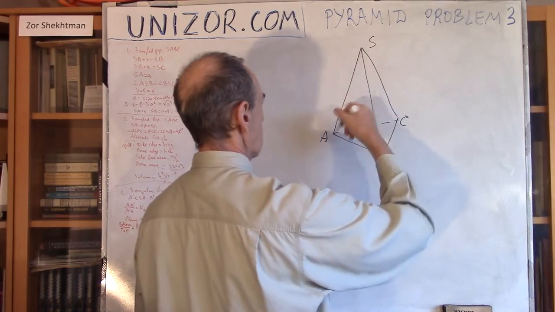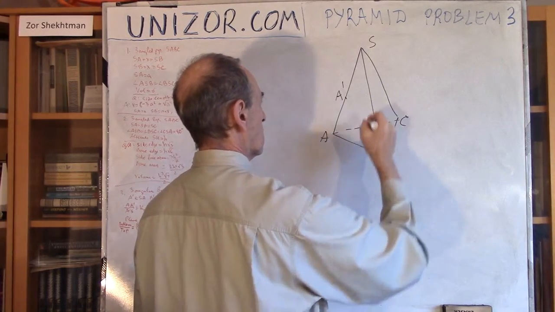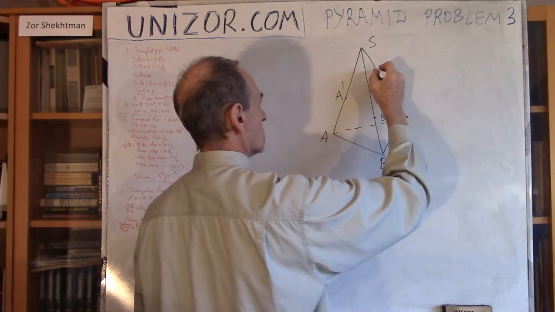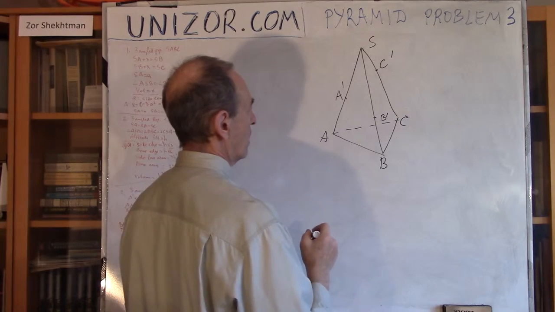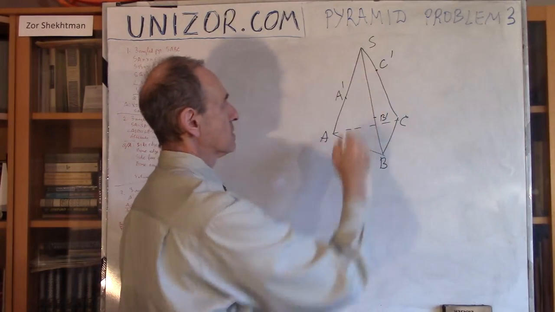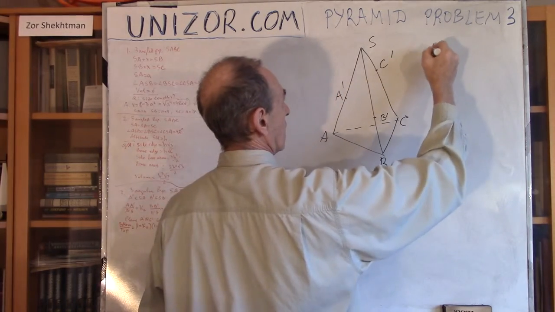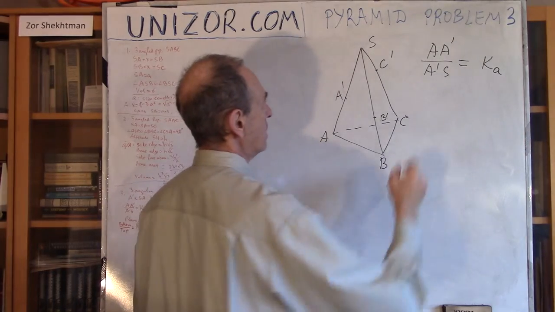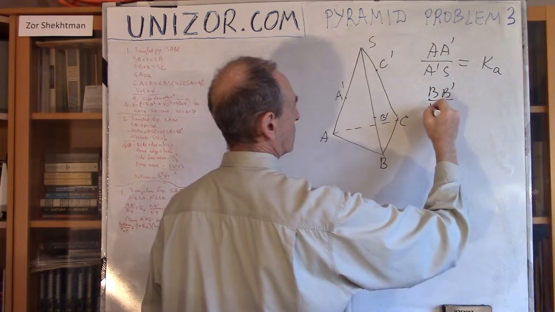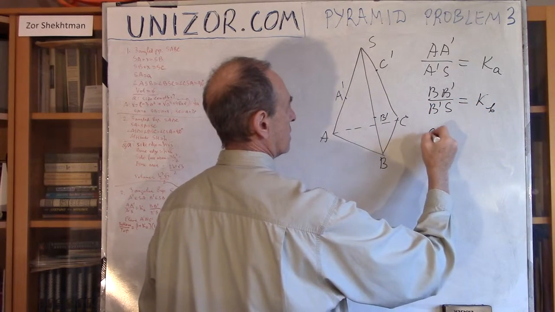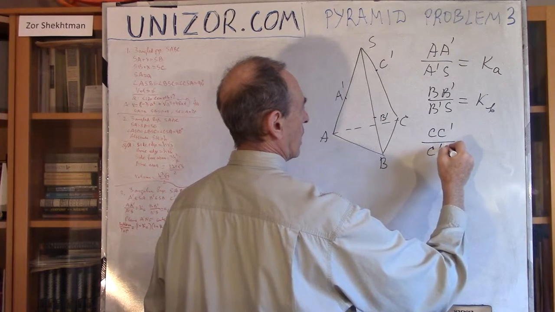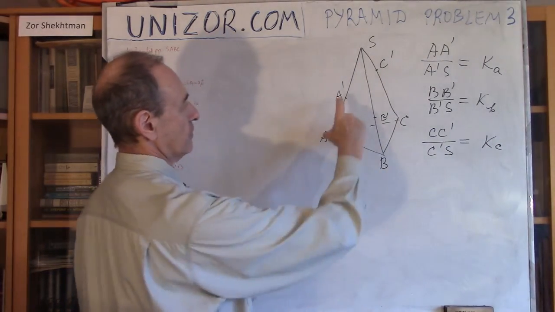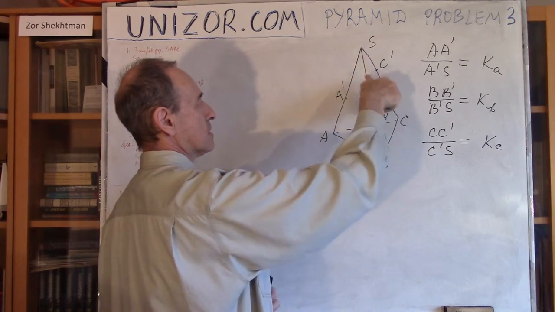On the side edge SA, we choose a point A prime, on SB a point B prime, and on SC a point C prime. Now, what I do know is how these points divide the edges. Basically, I know the ratio. AA prime divided by A prime S is equal to some coefficient KA. BB prime divided by B prime S is KB, and CC prime to C prime S is KC. I know these coefficients. So basically, this is the ratio of this segment length to this, or this to this, and this to that.